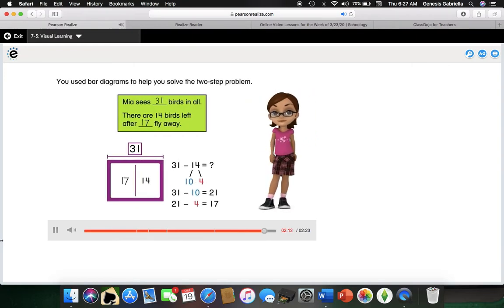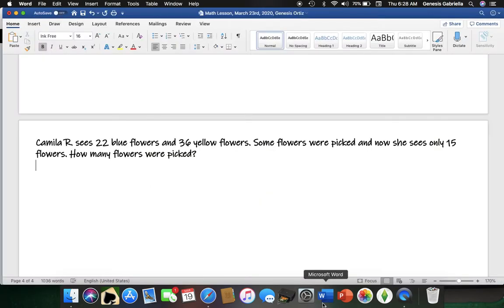You used bar diagrams to help you solve the two-step problem. Bar diagrams help you see the parts and the whole in each step of the problem. Okay, so now that we saw our visual learning, let's go ahead and do a sample word problem.